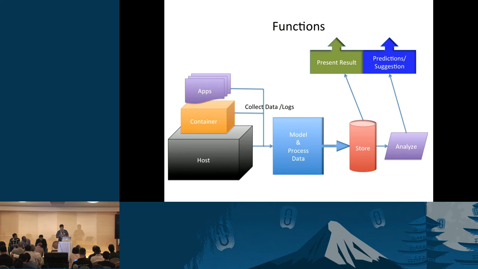Then we go to the functions. All the functions that would be done by this would be like it would collect all the data, stats and logs from your app, container, and host. And then the engine would model and process that data, basically sanitize it and store it at a single place. And then our IQ module can analyze it, and the stored data can give you the present results. And the IQ module, after analysis, can give you predictions as well as suggestions.